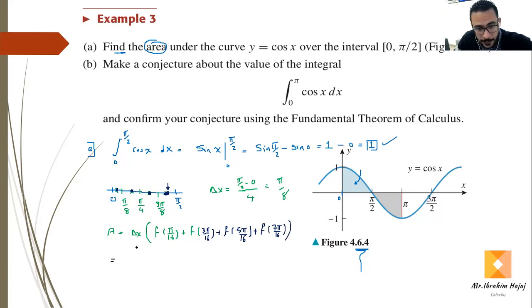Then delta x is pi over 8. This is the delta x from this step. Then f of pi over 16 means substitute in the function cosine x, so you get cosine pi over 16 plus cosine of 3 pi over 16, and so on. Let me calculate them all together, one minute. Okay.